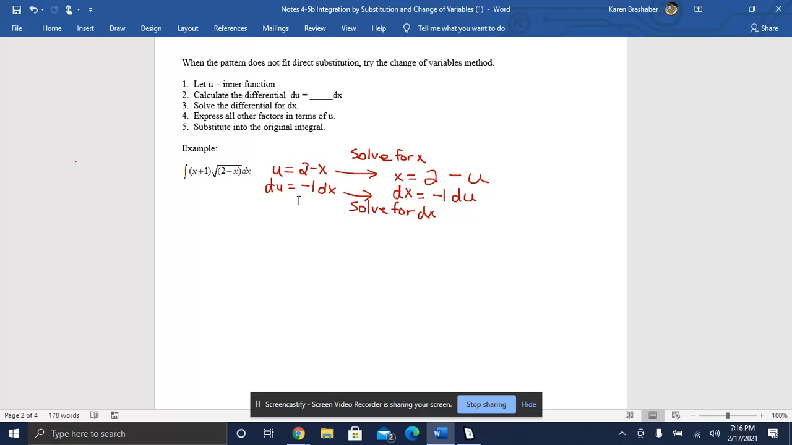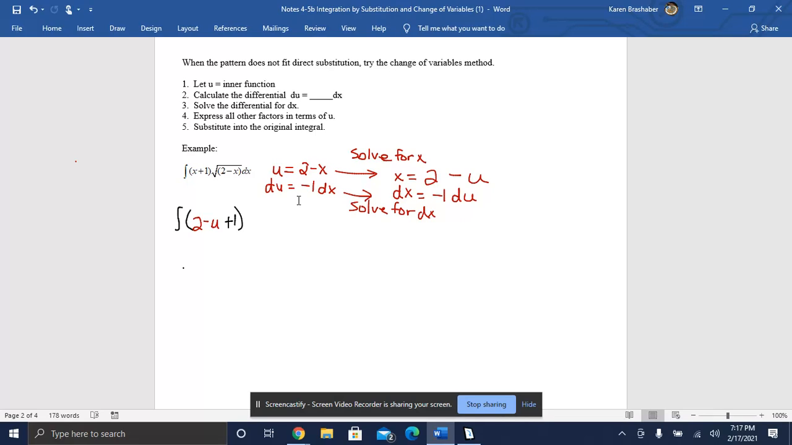And so now we're going to substitute, and our end goal is going to be that we have everything in terms of u. So I'll start off with my integral sign, and I'm just going to start substituting for the x. My x is equal to 2 minus u. So 2 minus u, and then plus 1. And then I have my square root. And I'm just going to write it to the 1/2 power.